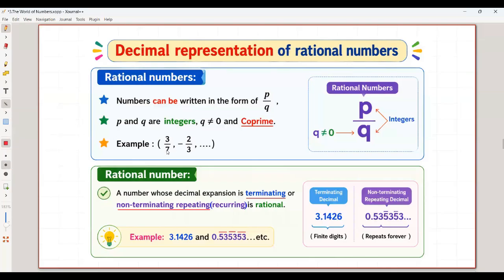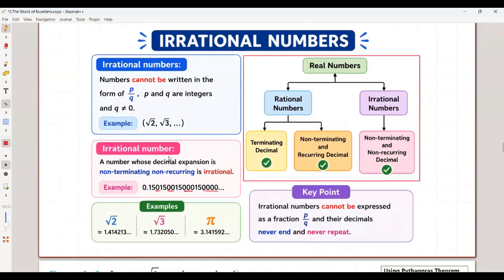The next one is the irrational number. If the number cannot be written in the form p by q, where p and q are integers and q is not equal to 0, that is an irrational number. For example, root 2, root 3, root 5, root 7 are all irrational numbers. Based on the decimal expansion, a number whose decimal expansion is non-terminating, non-recurring. Non-terminating means there is no end, and in the same way it will not repeat. This type of number is called an irrational number.